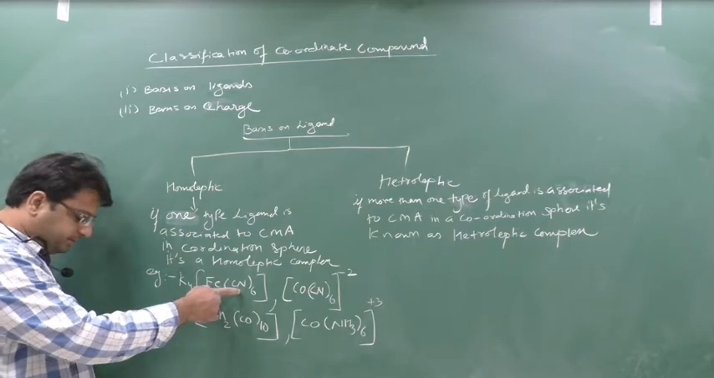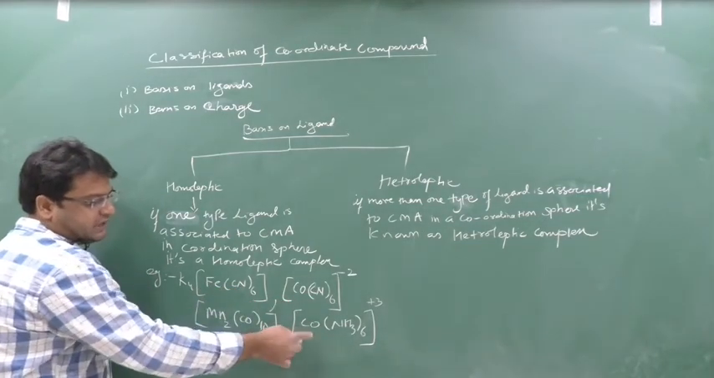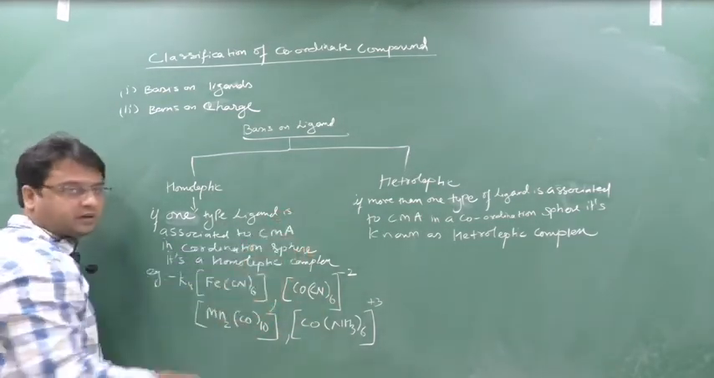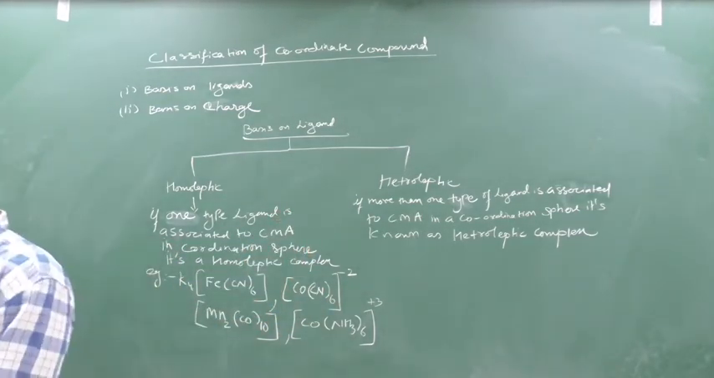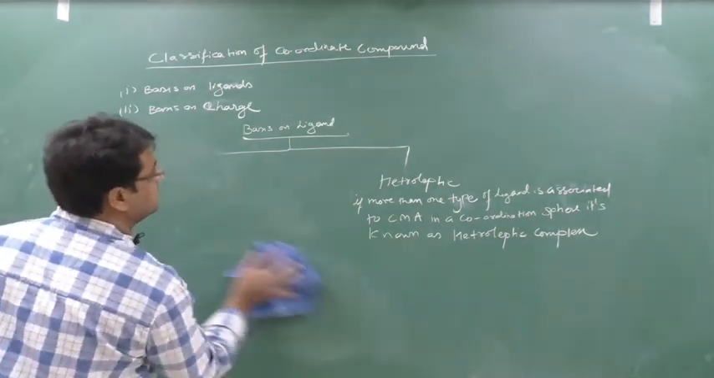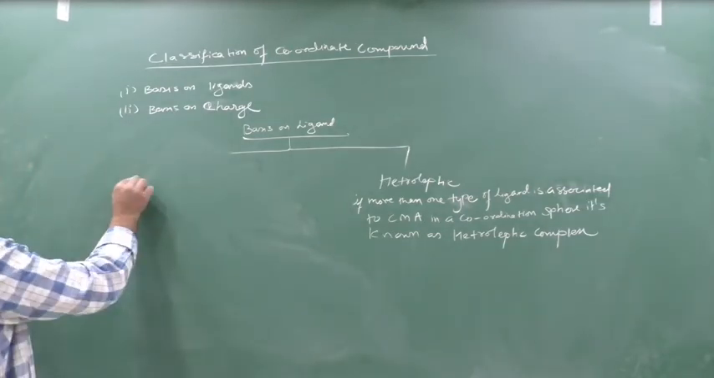See here, same type, no, one type only. CN means CN, CO means CO, NH3 means NH3. If here CN was there and something else also was there, heteroleptic. We'll see the examples. See here. I am roughing this part, okay. I hope we have done this, no? Example we will see. See, first example.